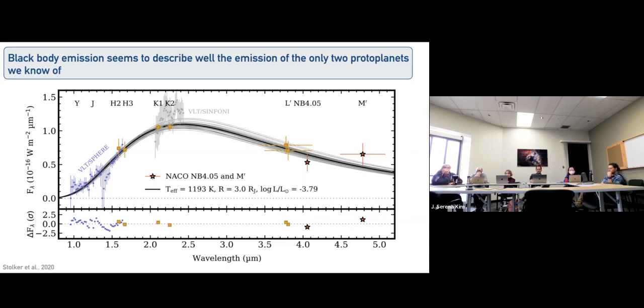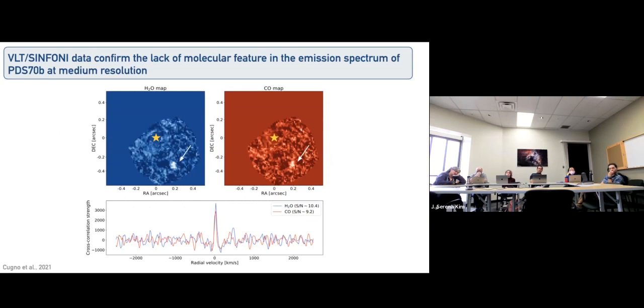There has been the claim from GRAVITY of some sort of very tiny molecular absorption feature, but this is not being confirmed yet. And if we look at this plot, I would argue that the data points are really consistent with a black body. In addition, a few years ago, we looked at PDS 70 with VLT SINFONI.